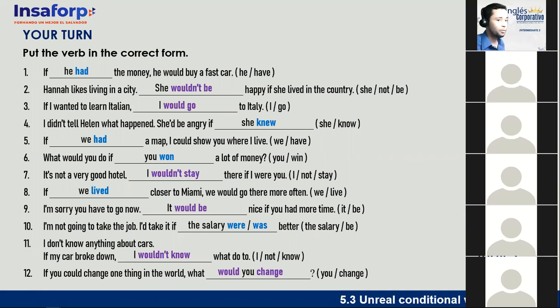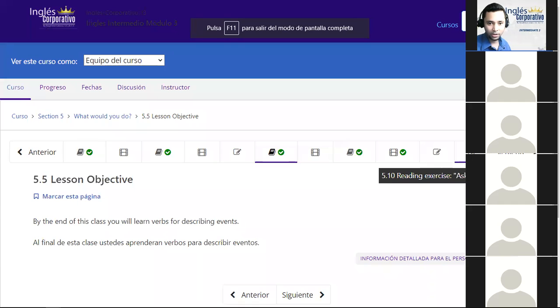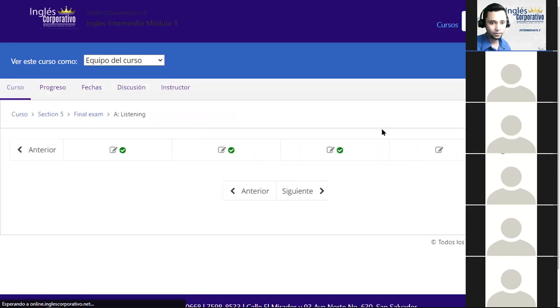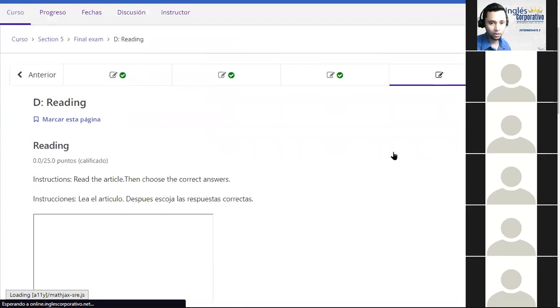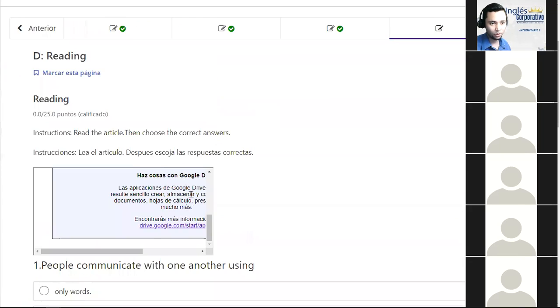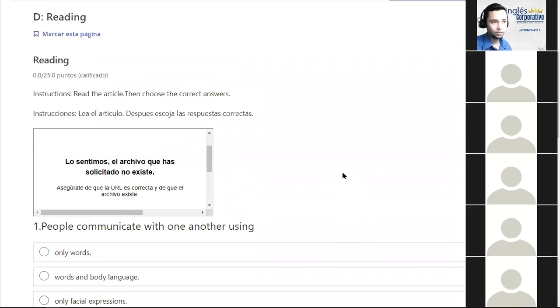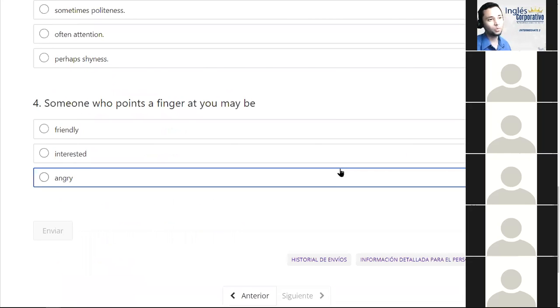Very good. Ok, before we continue, there are some developments, I believe, in the platform, and some of you have some questions. Me parece que para el examen final, el final test, algunos lo estaban resolviendo ya. Aparecía un problema con la parte de reading, que sería la última, y aún no se ha corregido el error. Entonces, para evitar que pierdan esta parte, vamos a dar las respuestas prácticamente porque ya no puedo hacer nada.